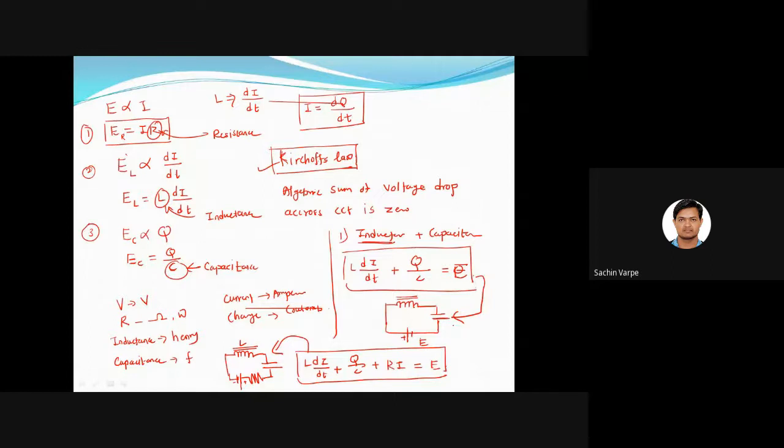Hello? Yes, sir. So what we are going to do here is take some word problems related to electric circuits. Firstly, we are going to model them mathematically using Kirchhoff's law, and then we will solve them with our previous knowledge of the solution of linear differential equations with constant coefficients. That's it.